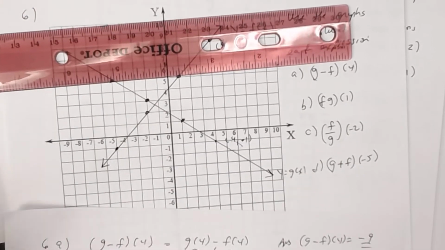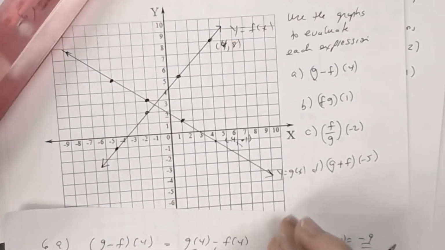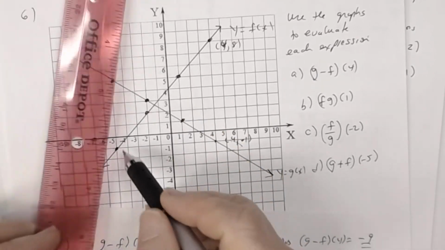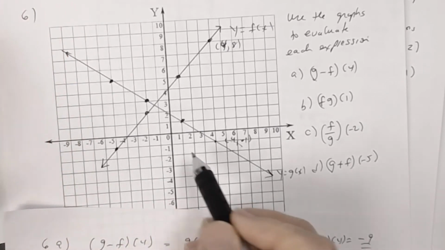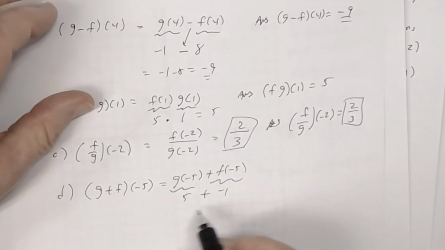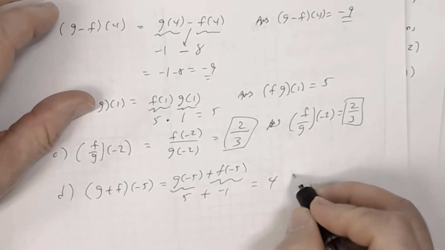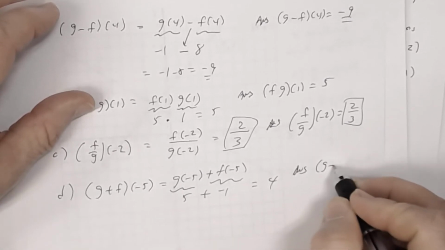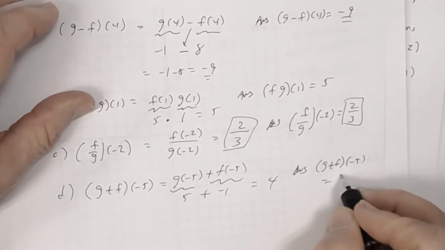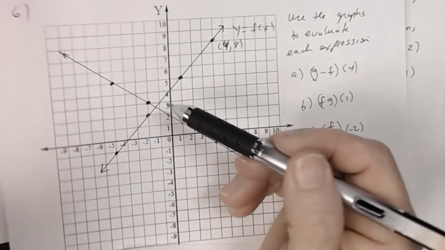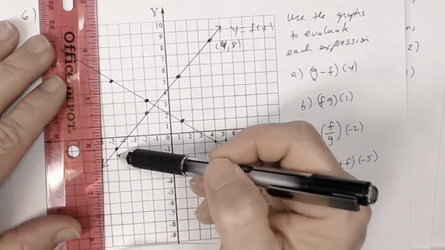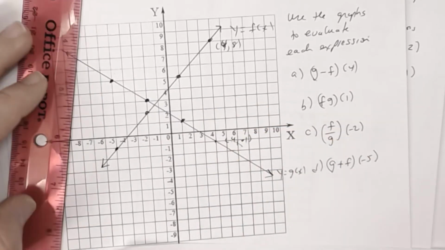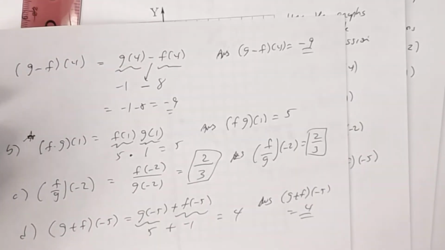So f of negative 5, that's this function here. So when x is negative 5, what's this y value? This y value is negative 1. So then I get 5 plus negative 1, which is 4. So your answer then will be g plus f at negative 5 is 4. Basically what you're doing, remember, you're adding these two y values. When you add those two y values, you get 4 as a sum.